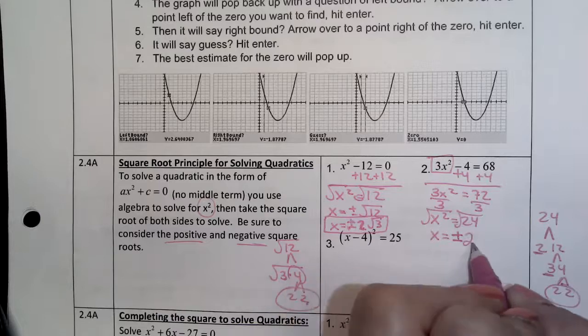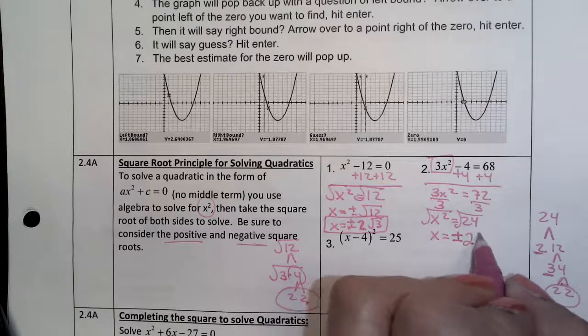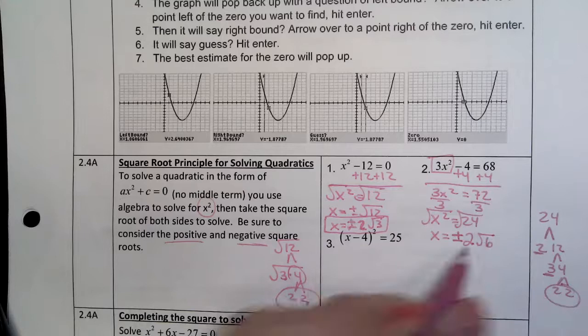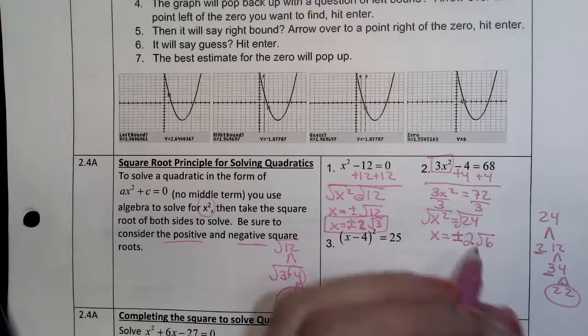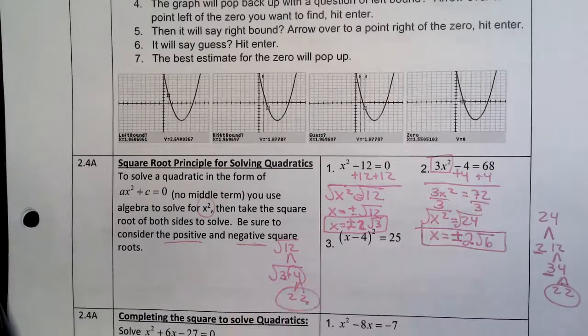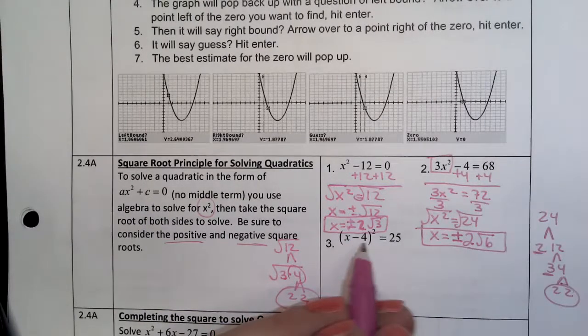So the pair of 2's comes out as a 2. Okay. And then we're left with a 3 times 2 underneath. Okay, so a 6. And that's my answer. Okay, this one right here is a little bit different.